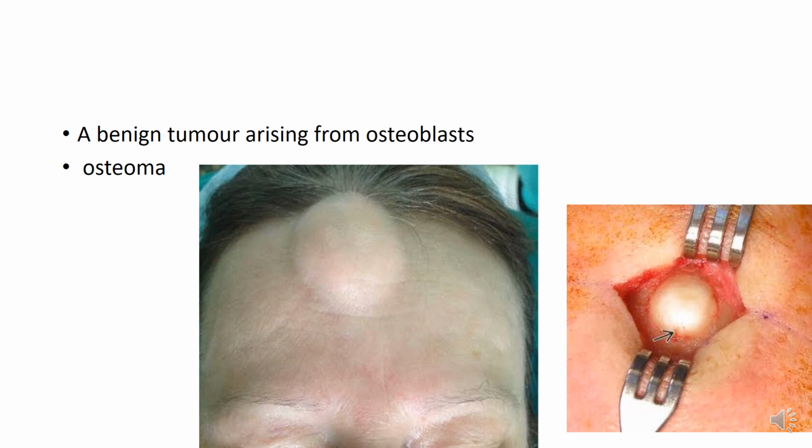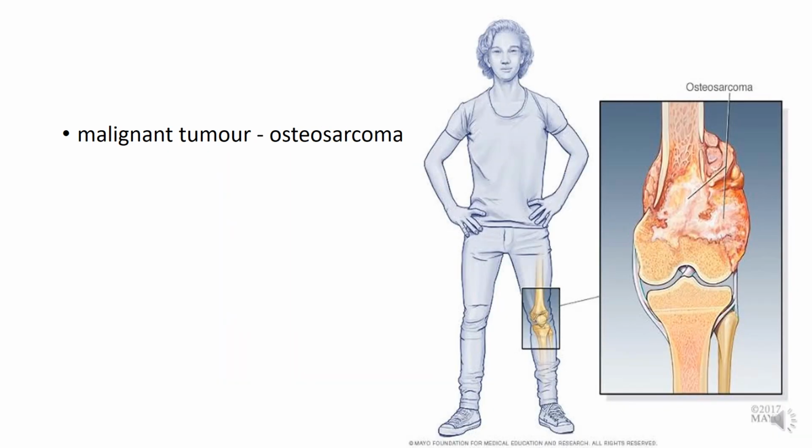Now this is osteoma of the forehead. It is a benign tumor of osteoblast. This is the surgical removal of the same. So this is the malignant tumor of osteoblast, that is the osteosarcoma. It is seen in and around the knee joint.